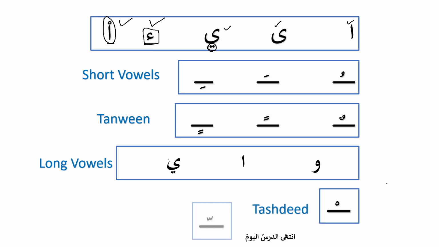And the last one is tashdid. Yeah, there is a small mistake over there. So the first one is sukoon, and the second one is tashdid.